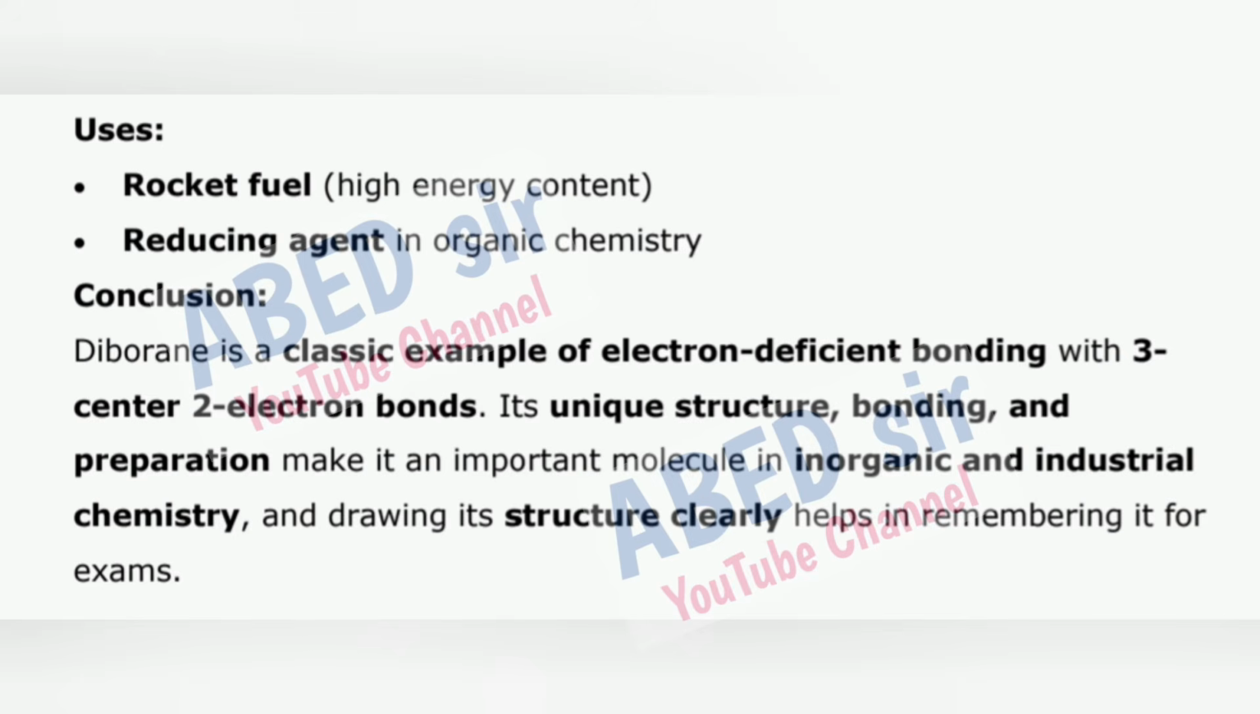Conclusion. Diborane is a classic example of electron-deficient bonding with 3-center 2-electron bonds. Its unique structure, bonding, and preparation make it an important molecule in inorganic and industrial chemistry, and drawing its structure clearly helps in remembering it for exams.